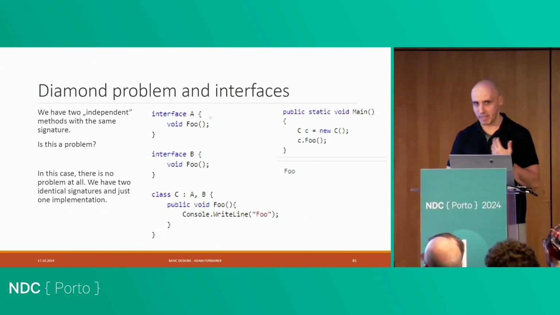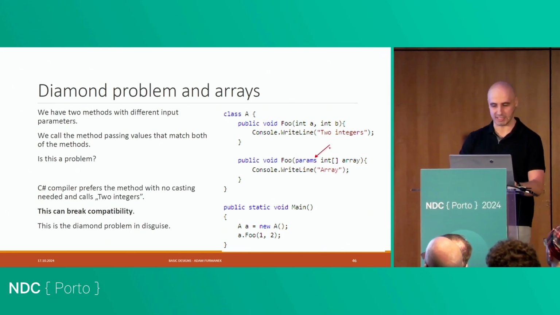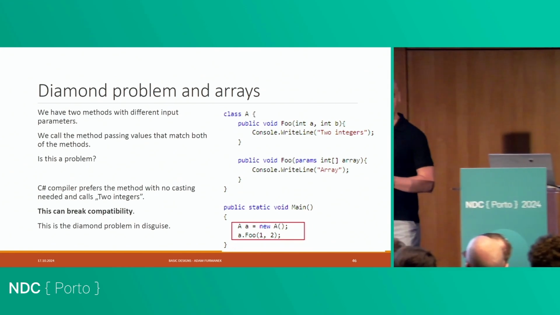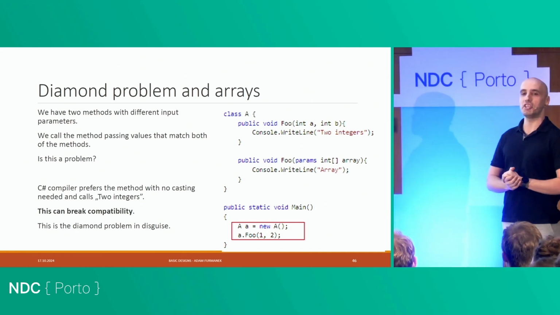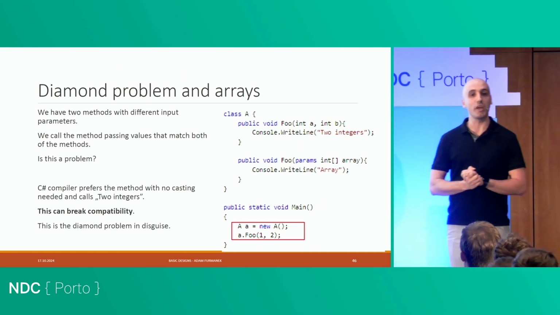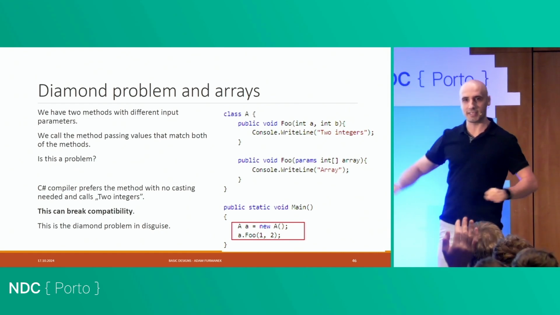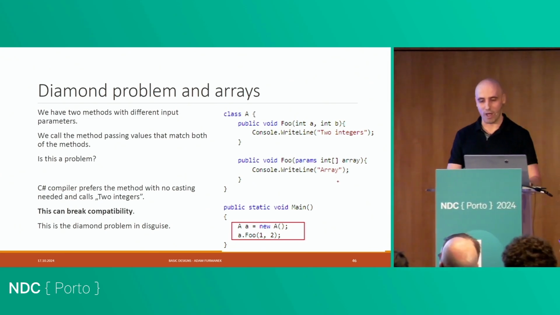Let's make it a little bit more interesting. So another C# riddle. I have method foo that accepts two integer parameters, and then I have method foo that accepts a params array, and I do this. Is it going to compile? If yes, hands up. If no, hands up. OK, the answer is yes, it is going to compile. Which method is it going to call? The one at the top, hands up. The one at the bottom, hands up. OK, the answer is it's going to call the one at the top.